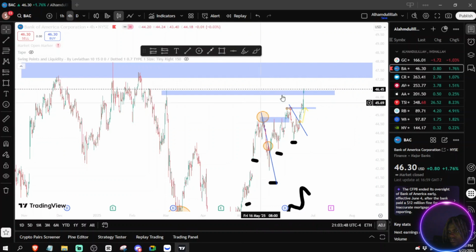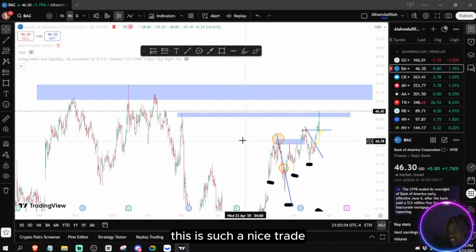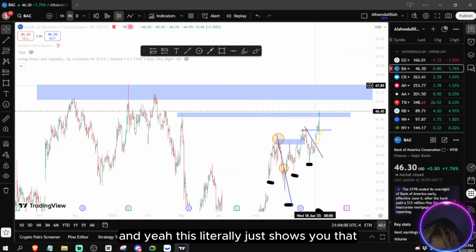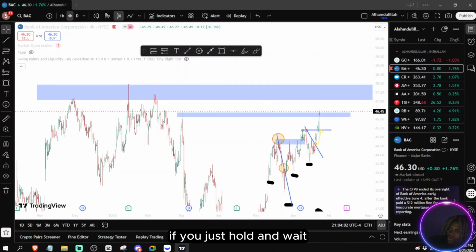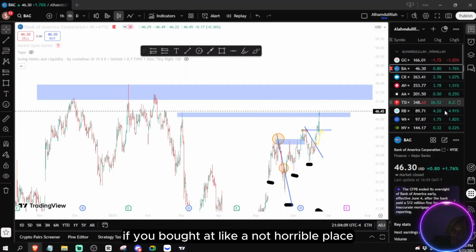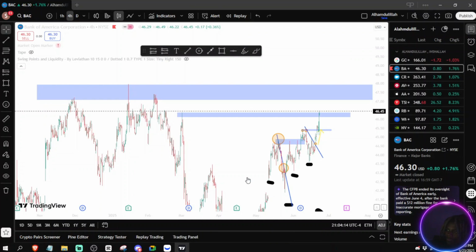And this was such a nice trade. Oh man, the contract's already back at 47 pretty much. And this literally just shows you that if you just hold and wait, it doesn't matter how much that goes down. Eventually, if you bought at not a horrible place and the market is moving decent, you'll win. You will 100% win.